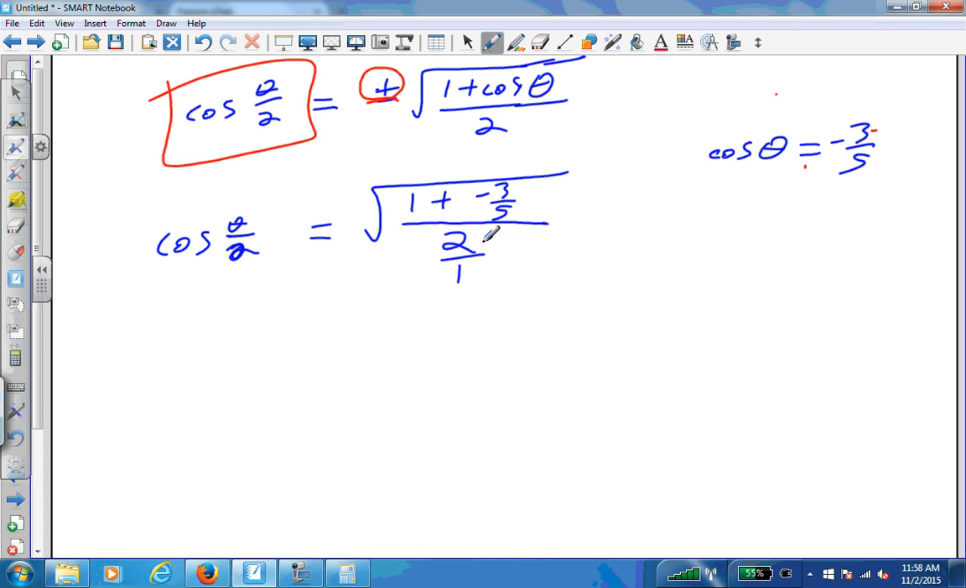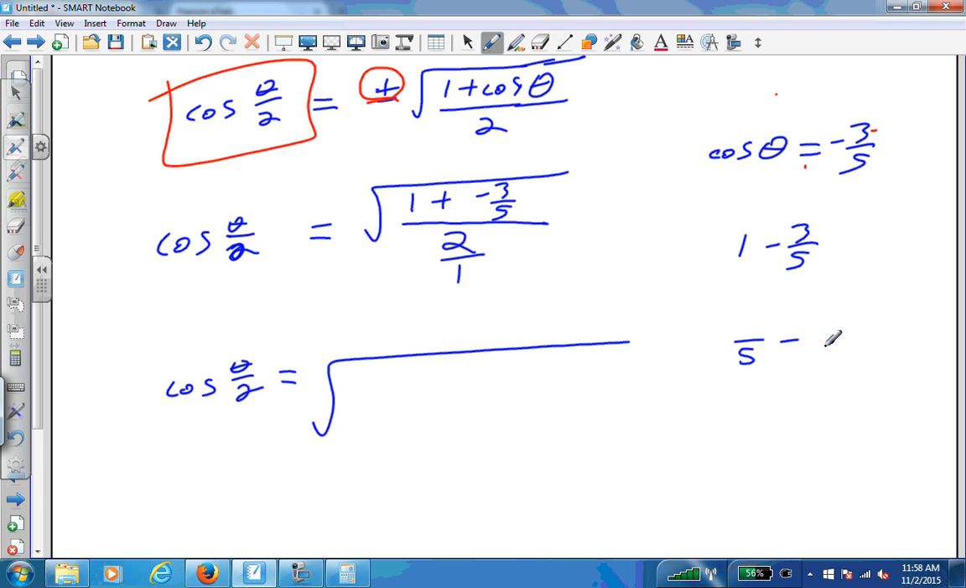Several ways we can simplify this. One thing to do is underneath the radical, on top, 1 plus negative 3/5. So 1 minus 3/5, we need a common denominator. Common denominator of 5, so multiply 1 by 5, so that's 5/5. So on top, we have 5 minus 3, so 2/5. On bottom, we have a 2.